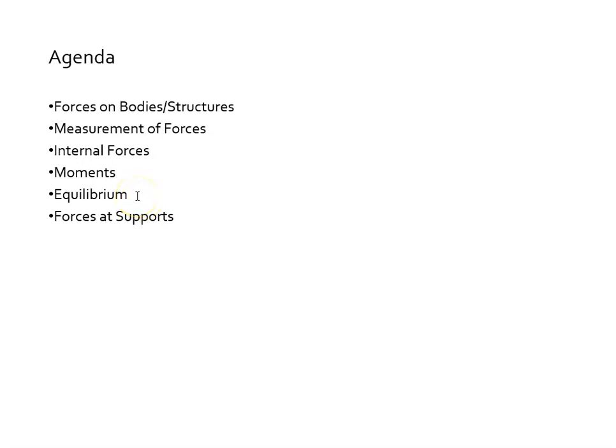So when the column, the beam, the body, or the individual structural member, or the entire structural member as a whole is at balance and in equilibrium, very important. And forces at supports. So if a pair of columns is holding up a beam, what exactly happens at the interface of those two structural members?